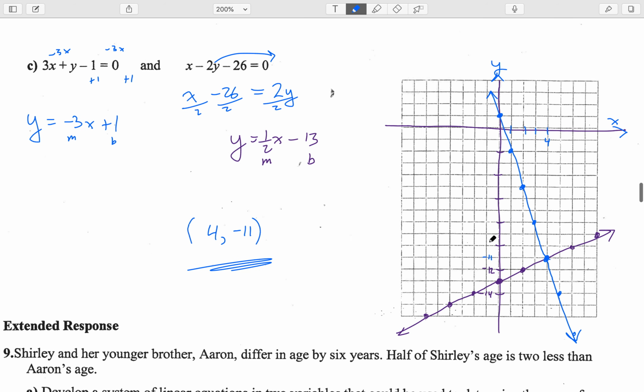Okay. How about this one? It says Shirley and her younger brother Aaron differ by 6 years. So he's younger, right? She's older. Okay. She's 6 years older. It says half of Shirley's age is 2 less than Aaron's age. Develop a system. Okay, well, we need two equations, x and y, and I'm not going to use x and y. I'm going to use s for Shirley and a for Aaron.